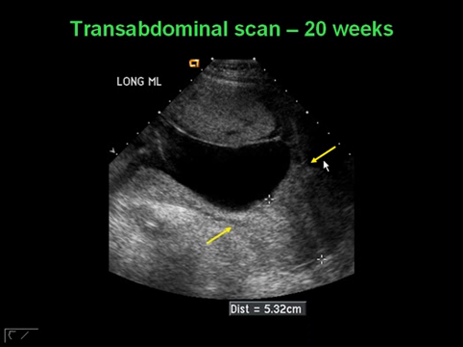Here's a patient with a transabdominal scan at 20 weeks gestation where we got a good look at the cervix. You can see that the walls of the cervix are marked by the yellow arrows, and the cervical canal is marked by the calipers, showing that its length is 5.3 centimeters, well above the normal of 3 centimeters.